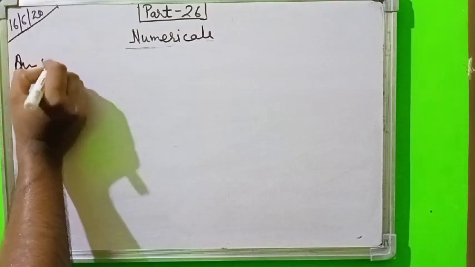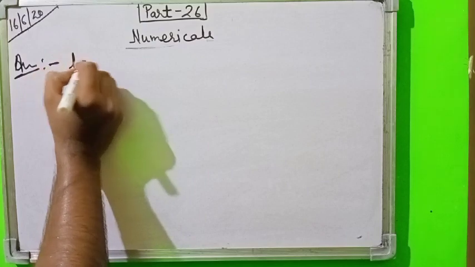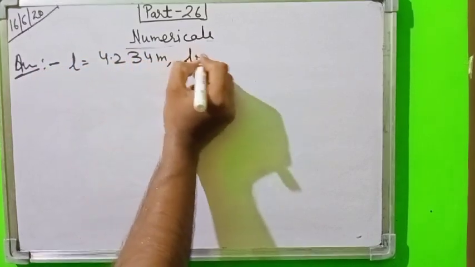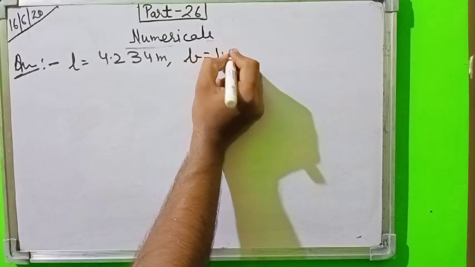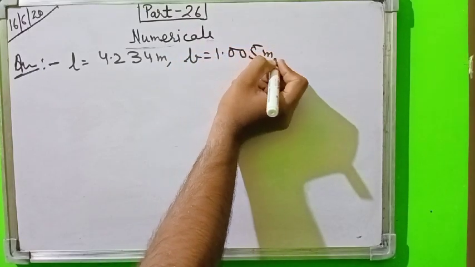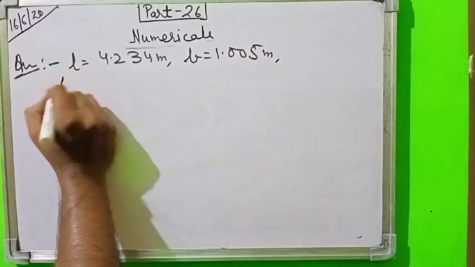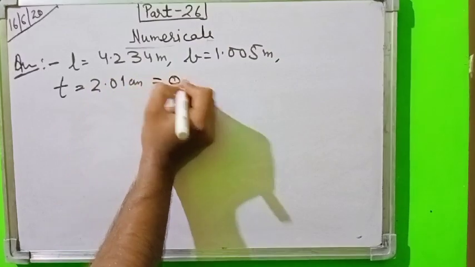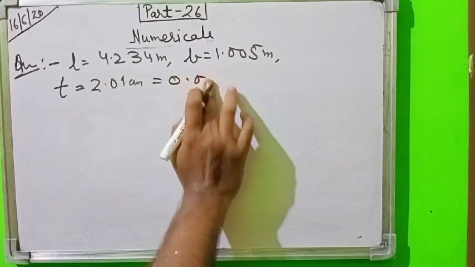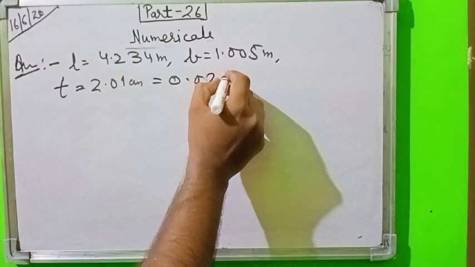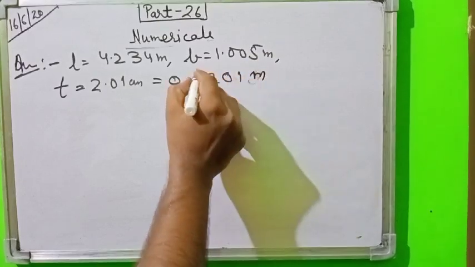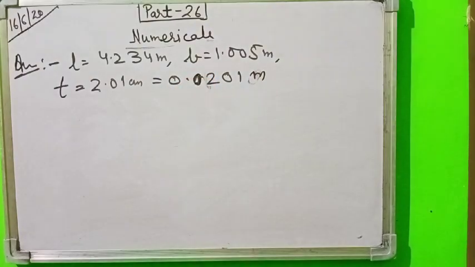Answer. Length is equal to 4.234 meter. Width is equal to 1.005 meter. And thickness is equal to 2.01 centimeter. That is equal to 0.0201 meter. Now area of the sheet.